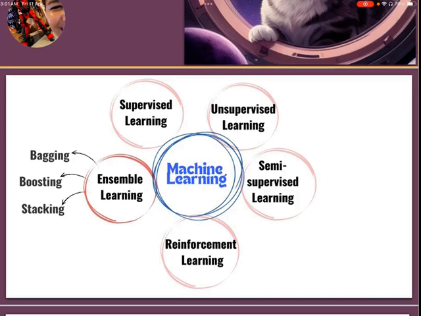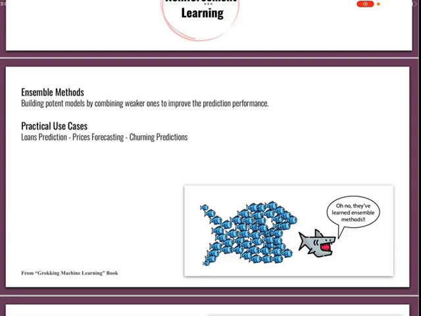the big picture. Machine learning has several areas, and we have supervised learning that defines classification and regression. Then we have unsupervised learning that has clustering and dimensionality reduction. Then we have semi-supervised learning, reinforcement learning, and ensemble learning. Ensemble learning represents bagging, boosting, and stacking. As you can see here, ensemble methods represent building potent models by combining weaker ones to improve the prediction performance.